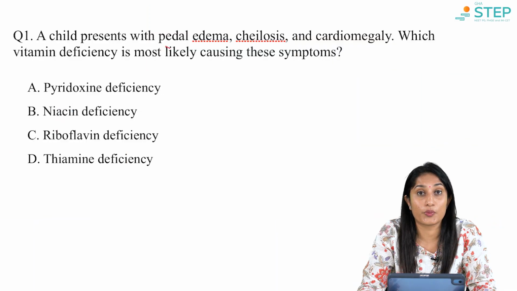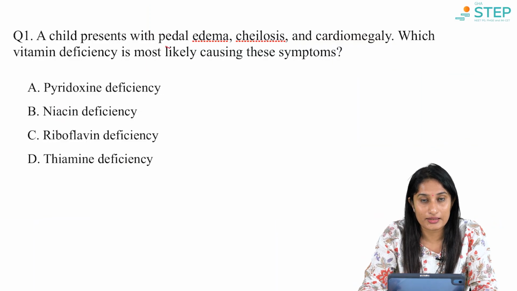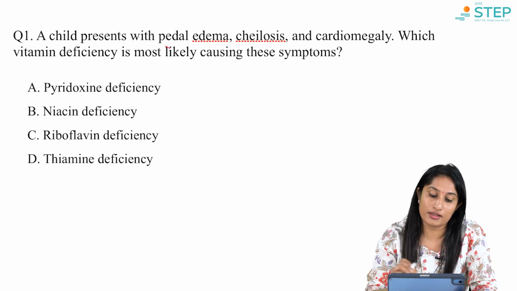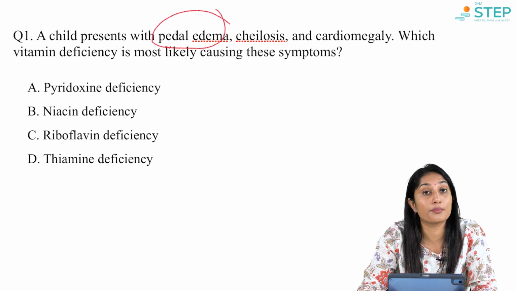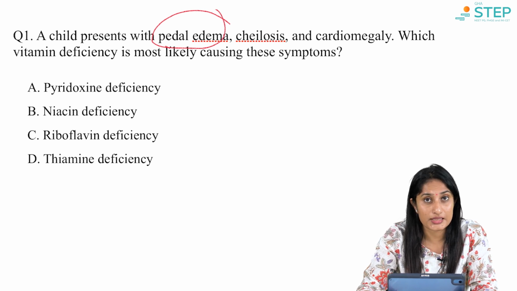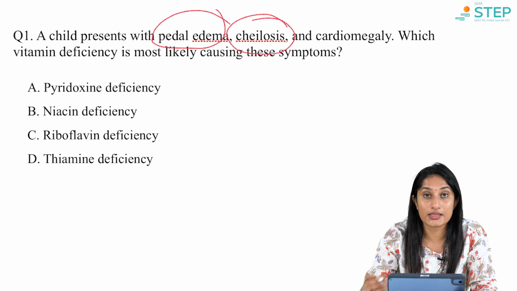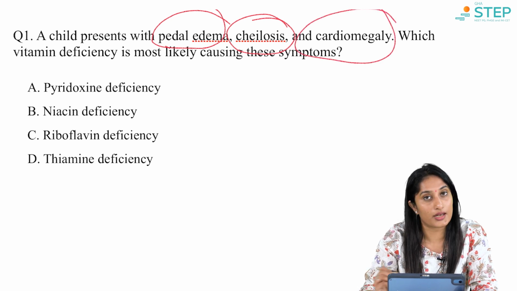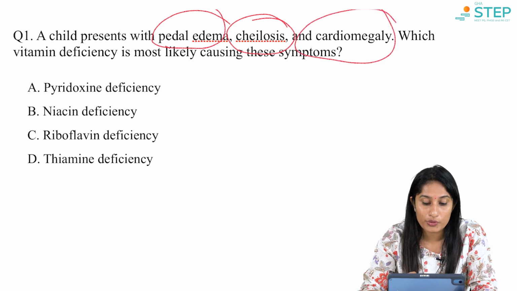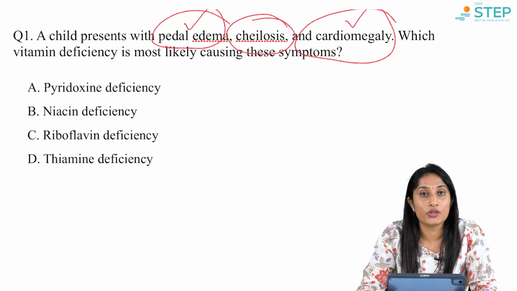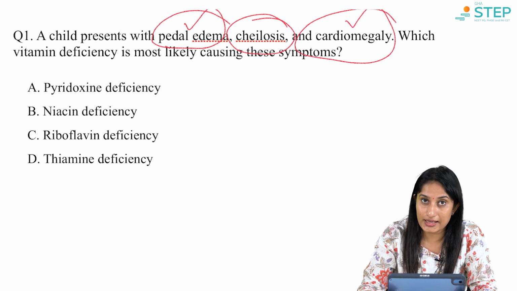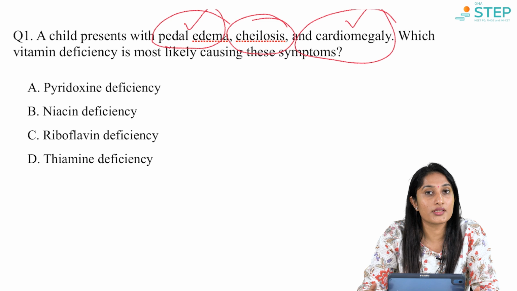Here we have question number 1. A child presents with pedal edema, cheilosis and cardiomegaly. Which vitamin deficiency is most likely causing these symptoms? Let me highlight the clinical manifestations here. The first is pedal edema, second is cheilosis, third is cardiomegaly. Out of these, I would want to pick up two clinical manifestations, that is pedal edema and cardiomegaly. What is this telling us?